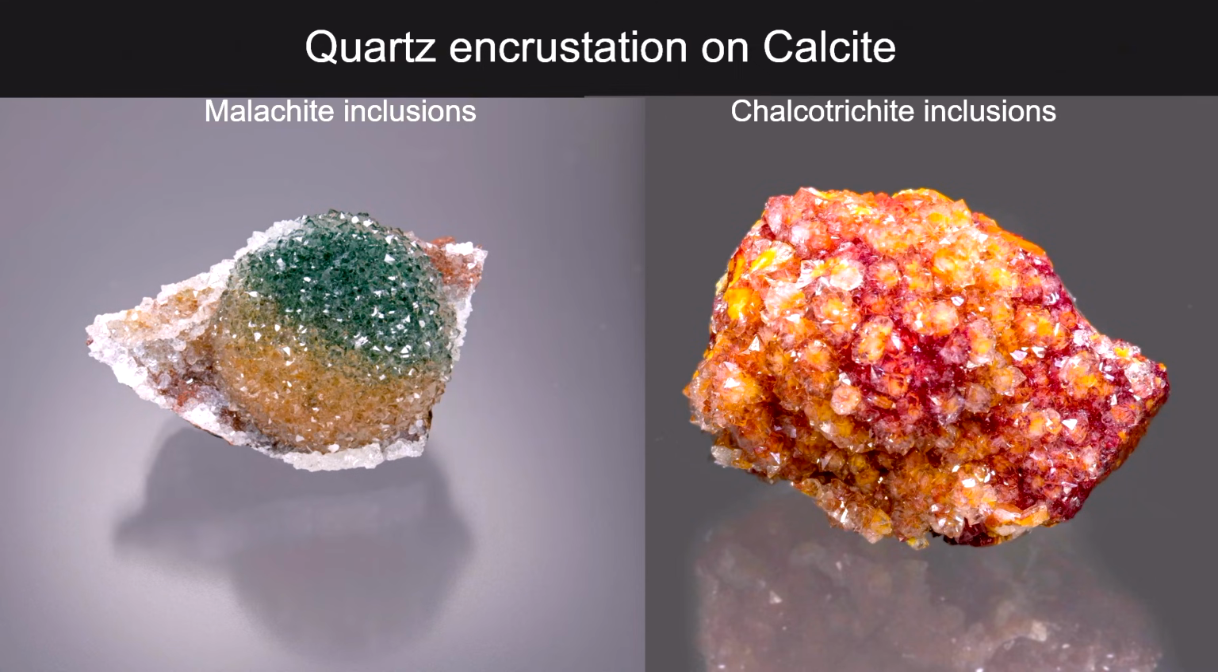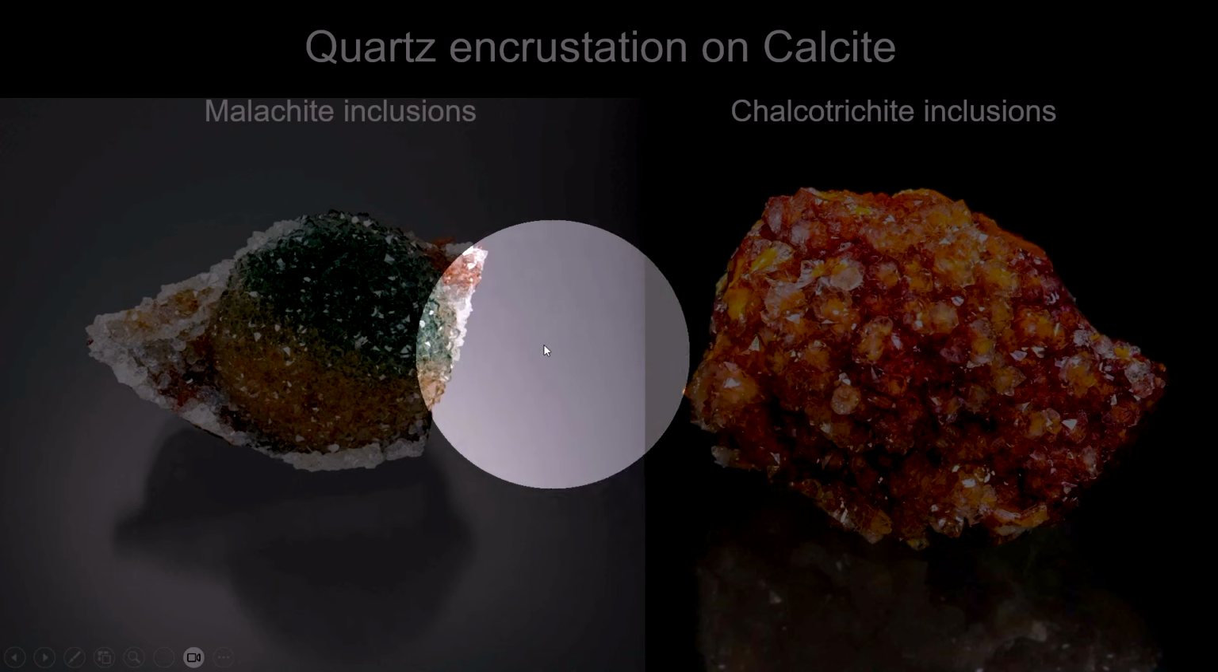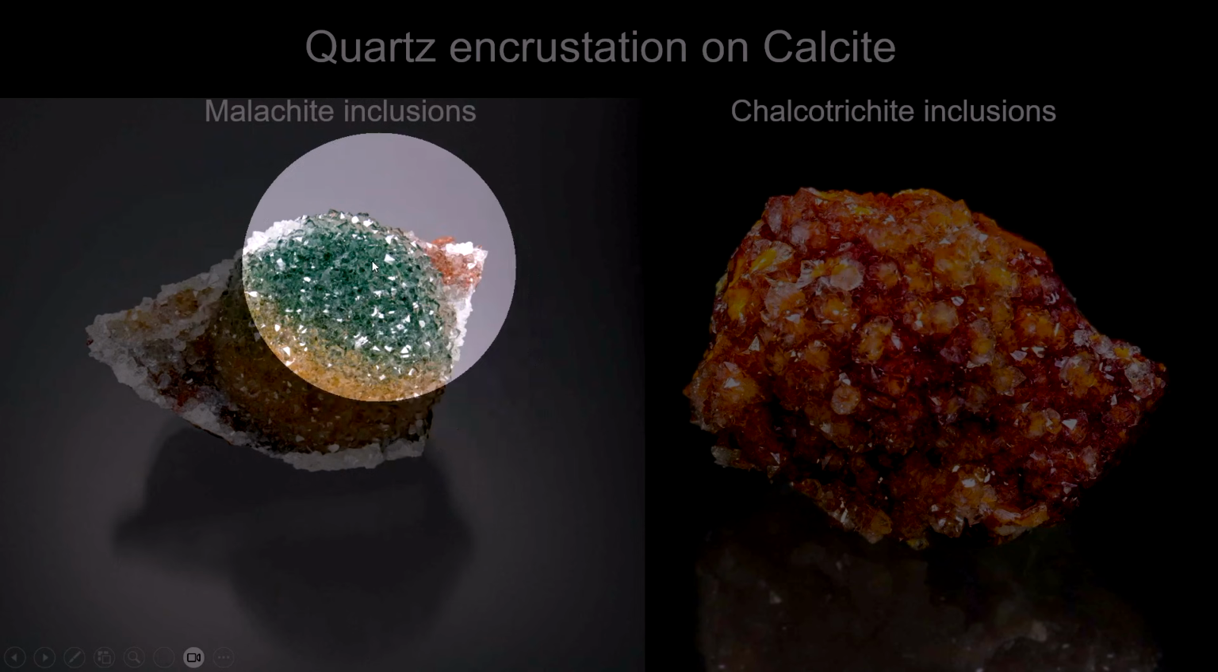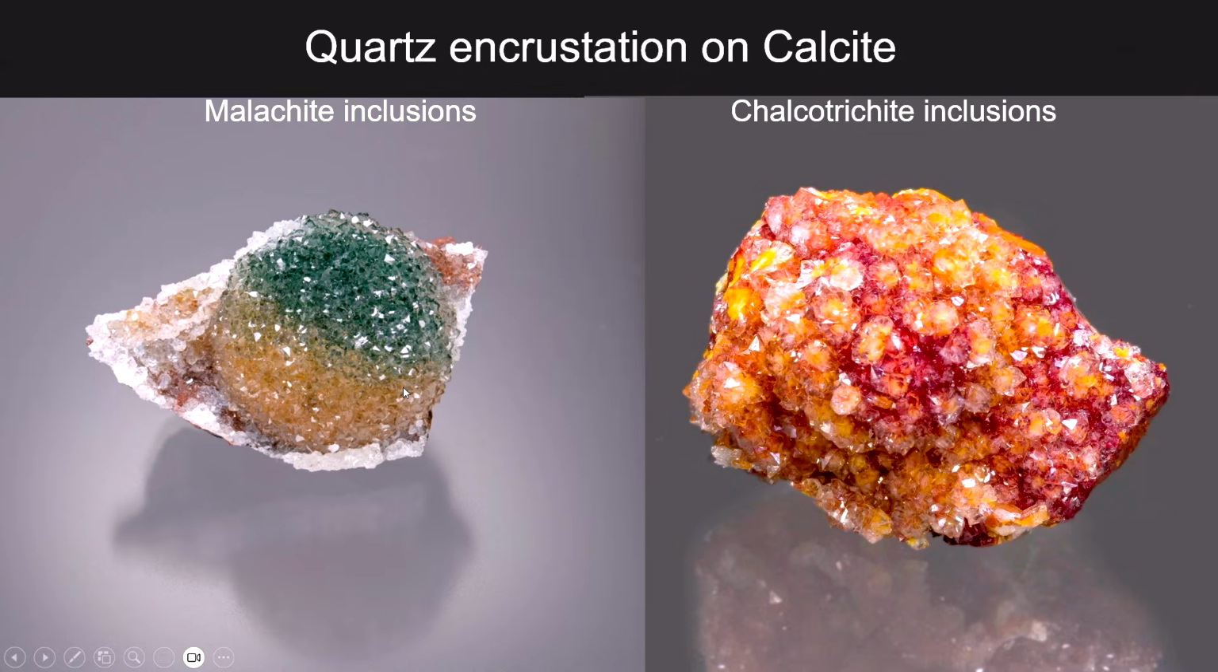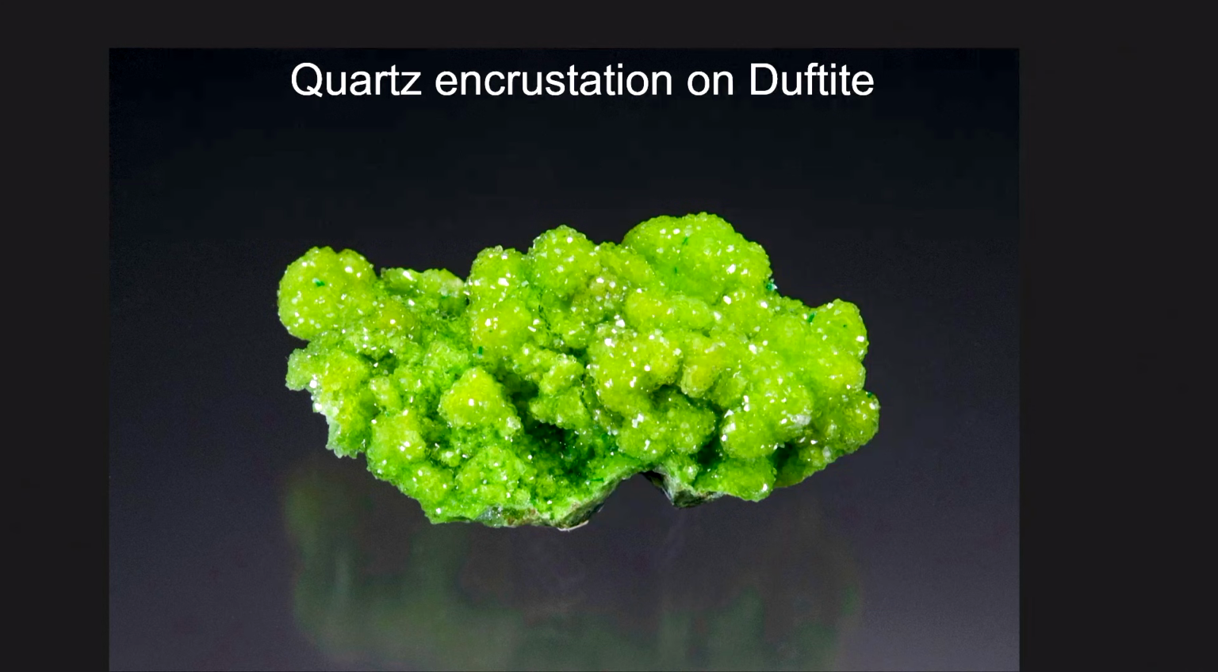Here are two specimens of calcite that have been coated with druzy quartz. The one on the left has been colored by malachite inclusions. The one on the right has been colored by inclusions of chalcotrichite. Here's a specimen of duftite that has been encrusted with druzy quartz.